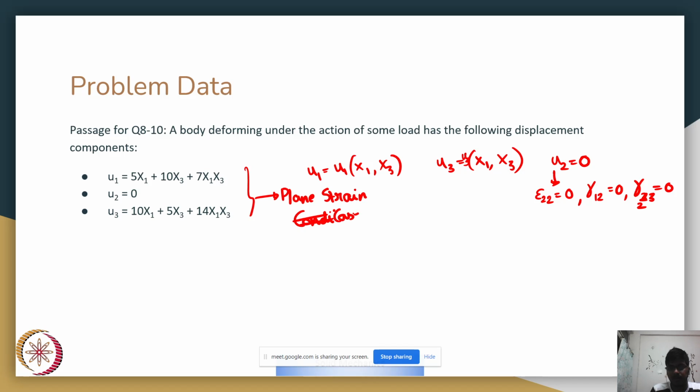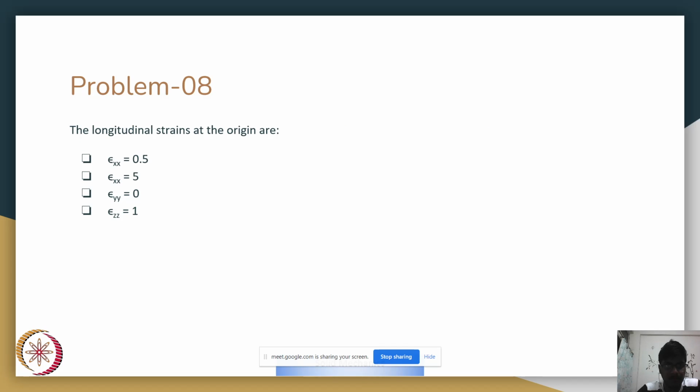This is a plane strain case. This is the plane strain condition. Okay, so let's see what we are asked to evaluate. The first one asks for the longitudinal strains at origin R. So we are asked for epsilon xx, epsilon yy, epsilon zz at x equal to y equal to z equal to 0.